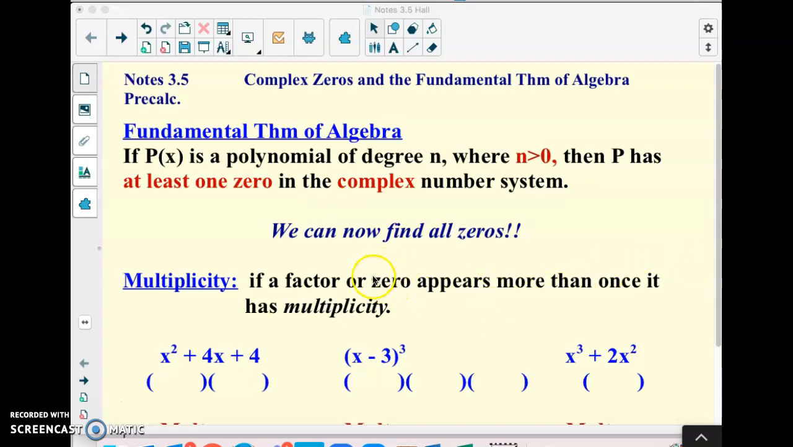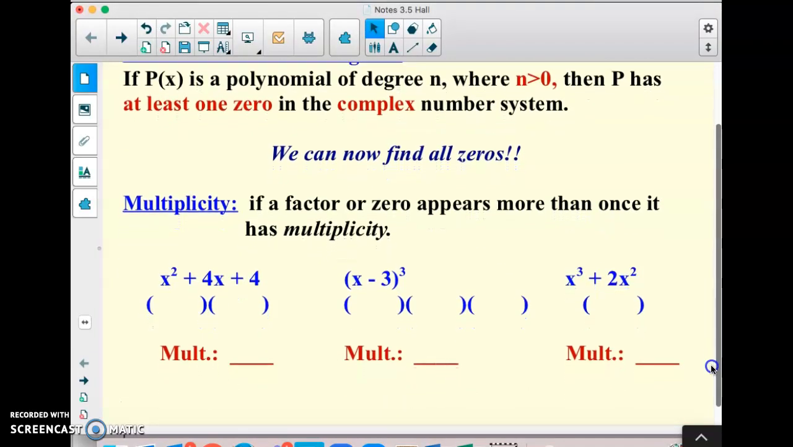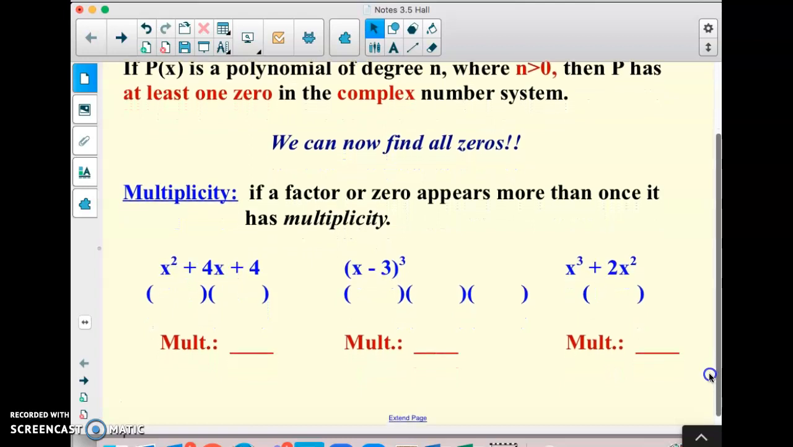So now we can find all zeros. Multiplicity: if a factor or zero appears more than once, it is said to have multiplicity. We talked about this in previous sections. So let's take a look at these examples, factor them, and find out if they have multiplicity.